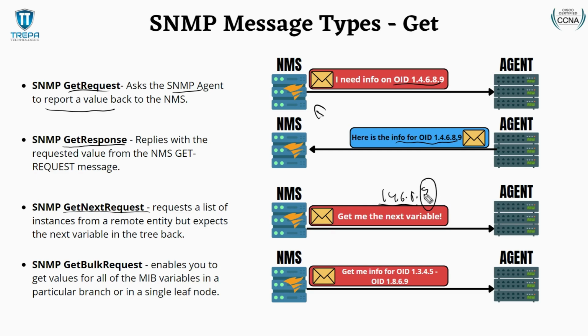And then we have an SNMP get bulk request, which is going to allow you to get values for all the MIB variables in a particular branch. So what that means is if I want to get a bunch of different information, I can ask for this whole folder through this whole directory. It's kind of in the name. It's a bulk request saying, hey, I want to learn about everything in this OID folder, directory, or structure.